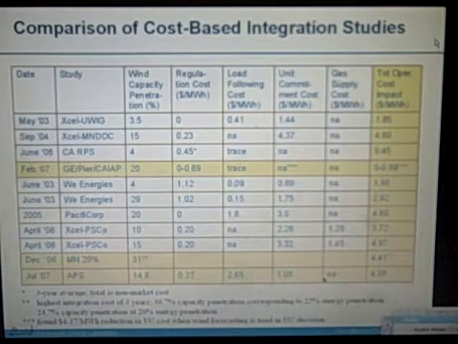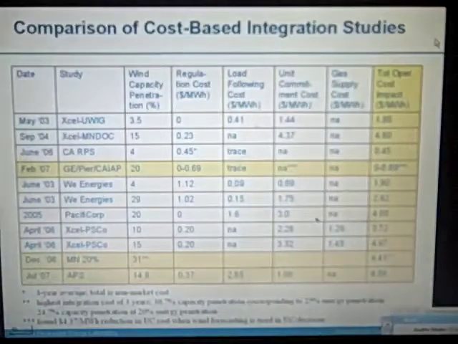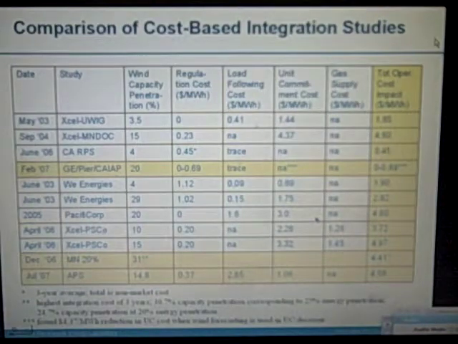So the table that you see here shows the result of a number of wind integration studies that have been done around the U.S. that have attempted to calculate the cost of integrating the wind. So the cost that you see here does not include the fuel benefits from adding wind to the system. It does not include the total cost of running the system. It's essentially looking at the production cost of running the system and the cost increment that wind brings to the system.